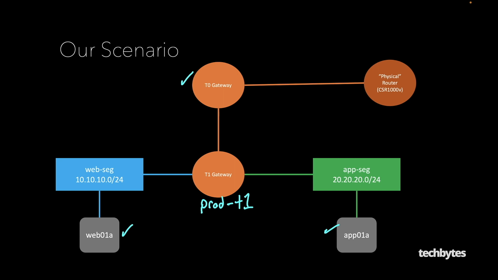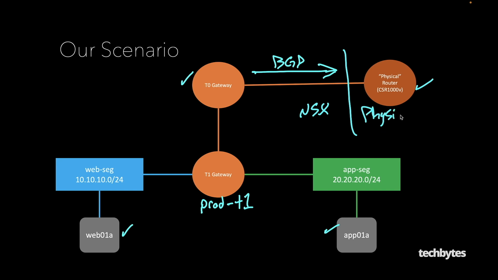Now that T0 gateway is then using BGP to exchange routes and reachability information with the physical network, which in our case is simulated by a CSR 1000V. Normally that would be a physical router in our environment, and that is completely outside of the scope of NSX normally. So all of the NSX config is here. This is what I would call the physical network.